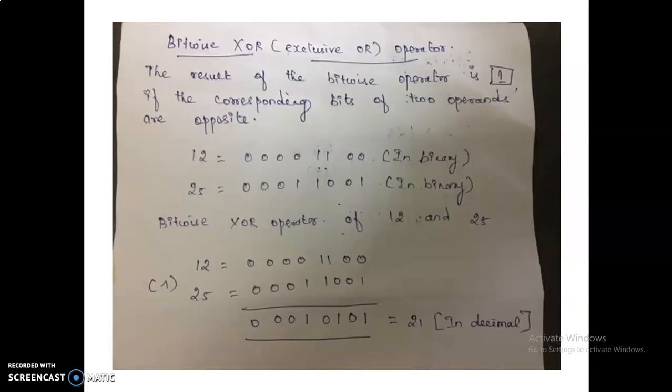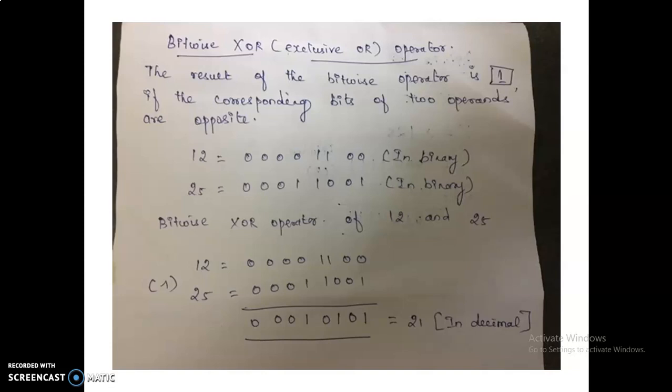Next one is bitwise exclusive OR. The result of the bitwise operator is 1 if the corresponding bits of the two operands are opposite. For example, if the two bits are opposite, it gives 1. If the two bits are the same, it will give the value 0. Okay, this is the rule. If the two bits are the same, the result will be 0. Okay, if the two bits are opposite, the result will be 1.